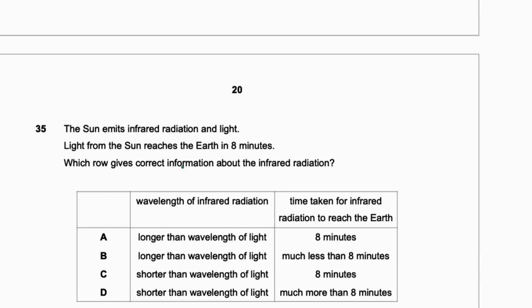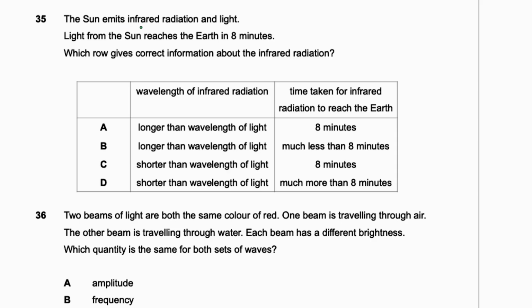I think the answer is somewhere earlier. You just need to check properly. The sun emits infrared radiation and light. So visible light and infrared. Light reaches in 8 minutes. Infrared also should take 8 minutes because it's the same speed. Which row gives correct information? Infrared is closer to microwaves and radio waves, which have longer wavelength.